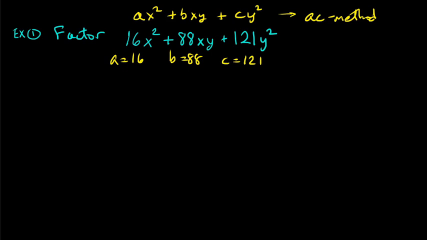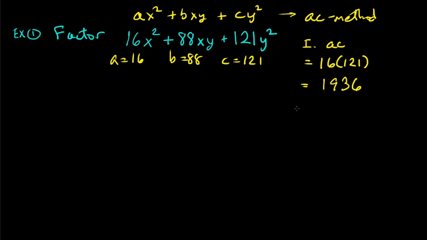Right? So let's go through the AC method. First step of the AC method is to multiply A times C. So that's going to be 16 times 121. And I don't know about you, but I cannot do this in my head, and I need a calculator for that. And my calculator says 1,936, which is a really big number. I mean, relatively speaking, we don't usually see numbers that big here.